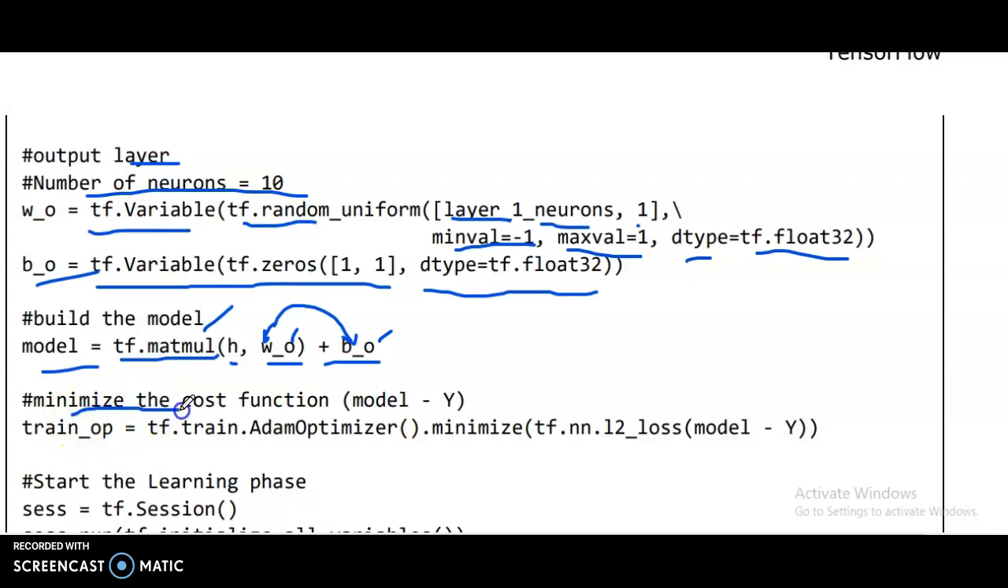Minimize the cost function. Model minus Y. Train_output: TF train, Adam optimizer, minimize of TF neural network 12 plus model Y.